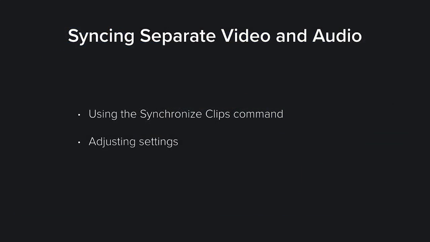In this tutorial, we learn to synchronize separate video and audio using the Synchronize Clips command and how to adjust the settings. That completes this module on audio editing and mixing. In the next module, we're going to add transitions, effects, and modify transform properties.